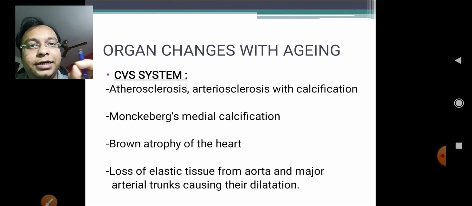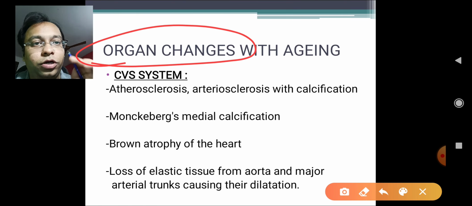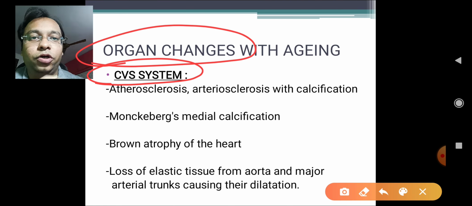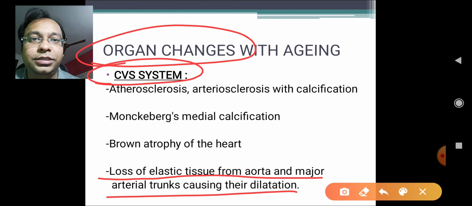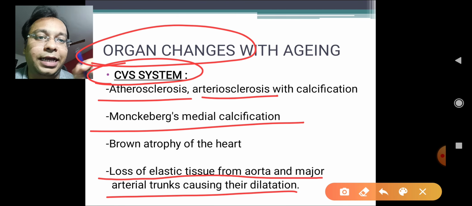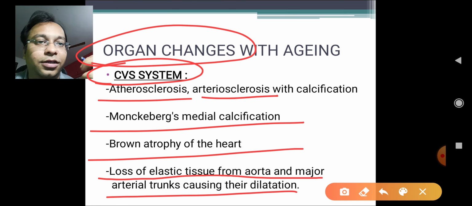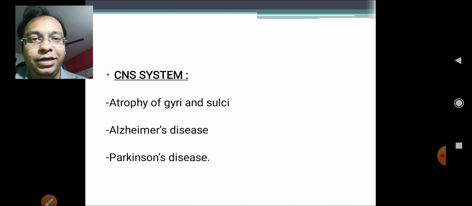Okay. Now we will discuss which changes will happen in the organs with cellular aging. It can affect different systems of our body. We will take prototypic examples. What happens in the cardiovascular system? The elastic tissue is lost from the aorta and its major branches. So a person can develop atherosclerosis, arteriosclerosis, Monckeberg calcification, and brown atrophy of the heart. Atherosclerosis is a disease of advanced age. There are other causes for atherosclerosis as well, but this might be one of the causes. So in the CVS, such changes are seen.